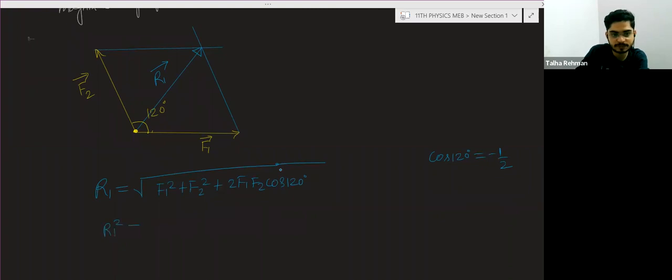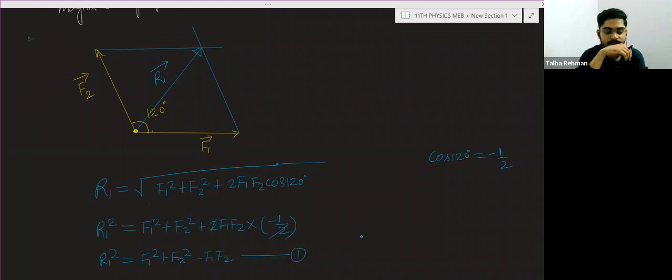So I will get R1 square is equal to F1. You can just square on both sides. So you can write this as R1 square is equal to F1 square plus F2 square plus 2 F1 F2 into minus 1 by 2. So this will become R1 square is equal to F1 square plus F2 square. This 2 and 2 will be cancelled out. This will become F1 into F2. This is your equation number 1.